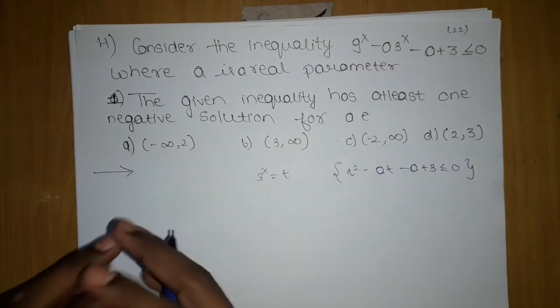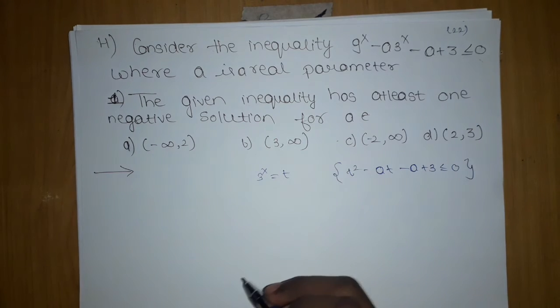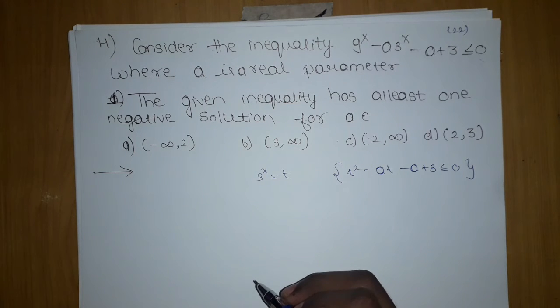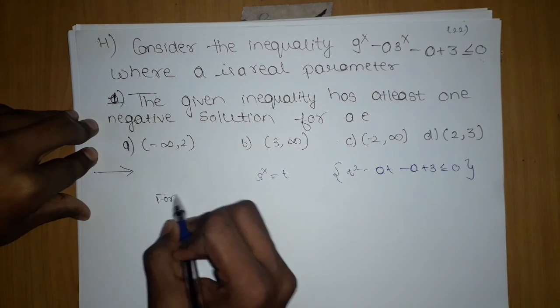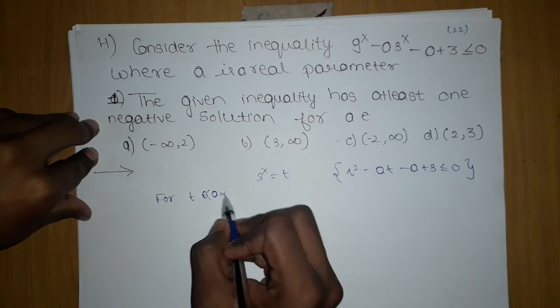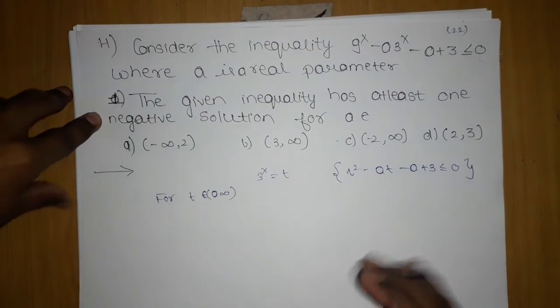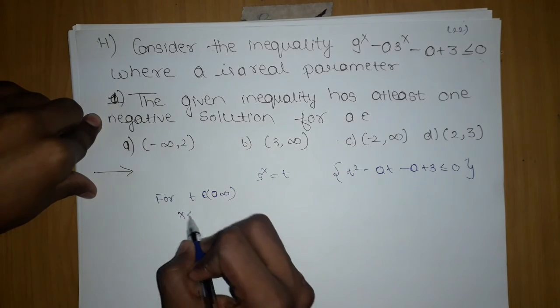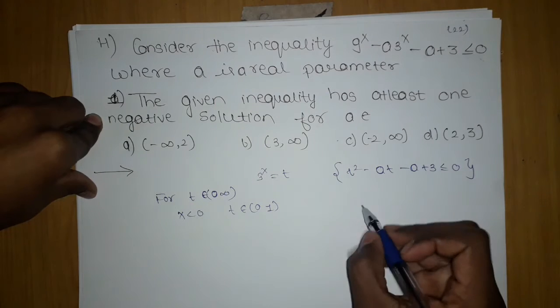First, the question is dealing with x terms. Now if you know about the exponential function, t is always greater than 0, so t belongs to 0 to infinity. Now they are telling us it should have a negative solution. So for x less than 0, t is from 0 to 1. Now let's see what we get.